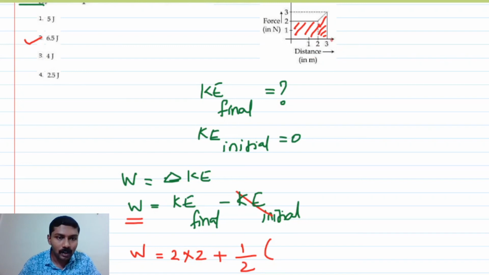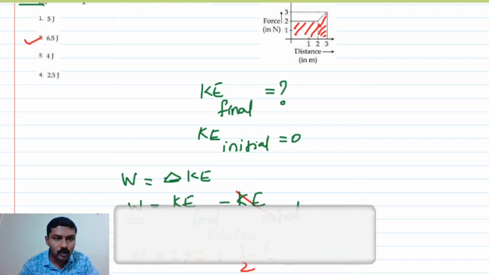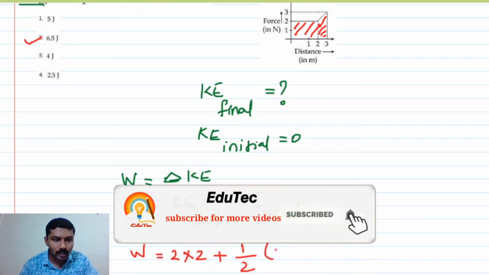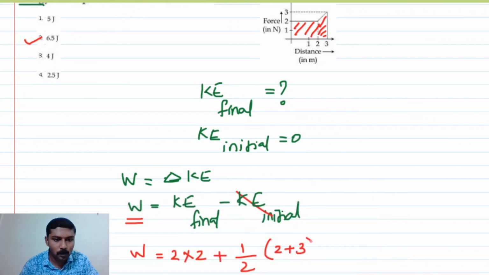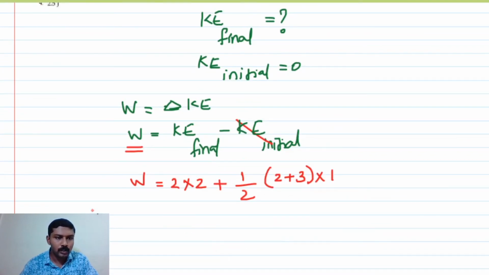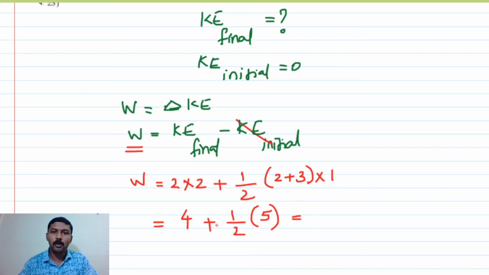Here these are the two parallel sides, one having a value 2 and the other having a value 3. So I can write the sum of the two parallel sides, 2 plus 3, multiplied by the shortest distance between the two parallel sides, which is 3 minus 2, which is 1. Substituting, 2 into 2 is 4 plus half of 5, which is 2.5. That means 4 plus 2.5 will give you 6.5 joule.